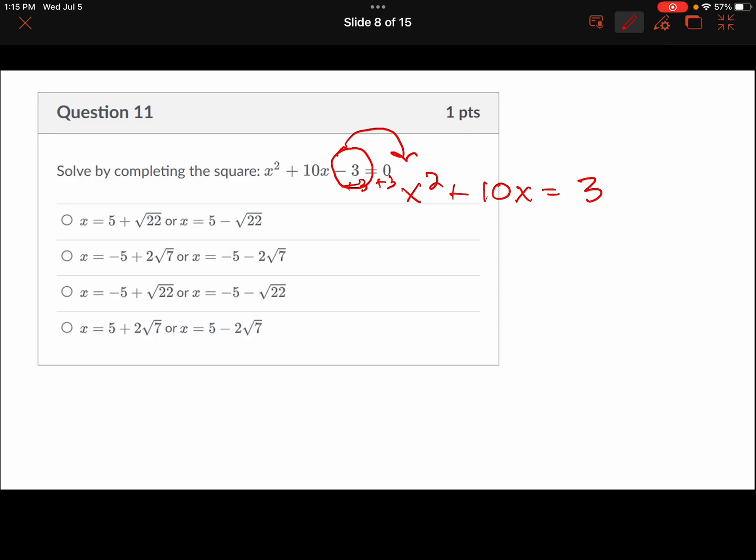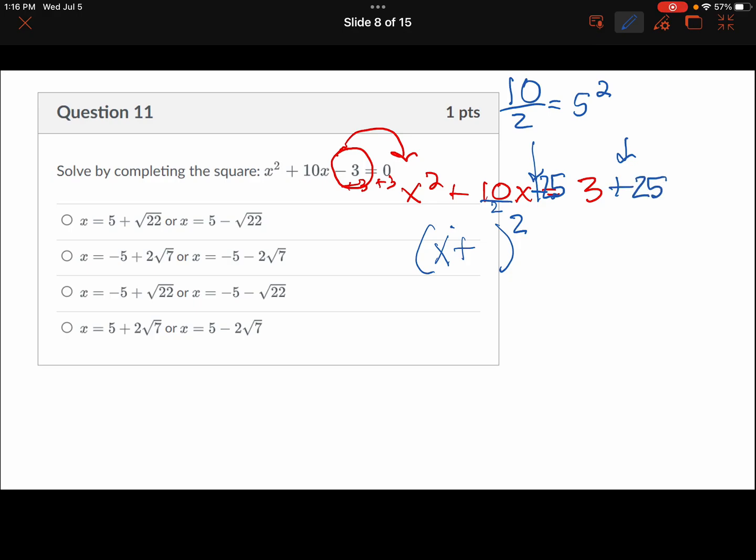Now, what would I have to add to this number so that I could write it as x plus something squared, right? That's what I'm trying to do. I'm trying to get to a situation like that. And whatever I add here, I will then add to this side, and that way I can take the square root of them. So how you figure this out is you take half of this number, and then you square that number. So 10 divided by 2 is 5, and 5 squared is 25. So I'm going to add 25 to the left and add 25 to the right.